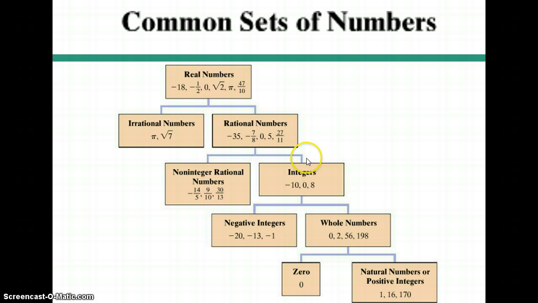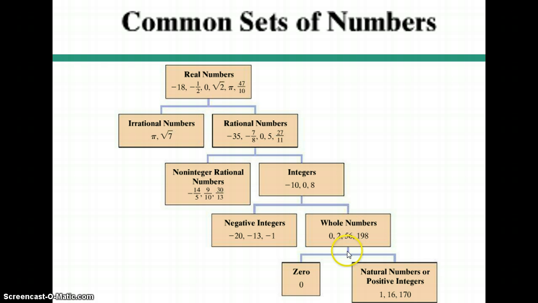Again, integers are divided into negative integers and whole numbers. Look at some examples of negative integers: negative 20, negative 13, negative 1. Whole numbers: 0, 2, 56, 198.